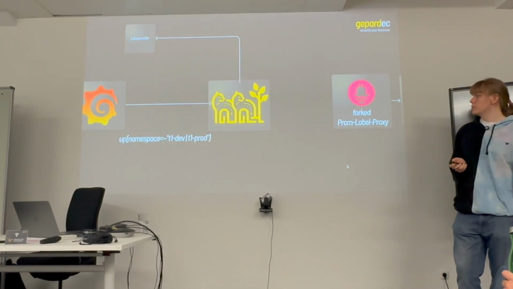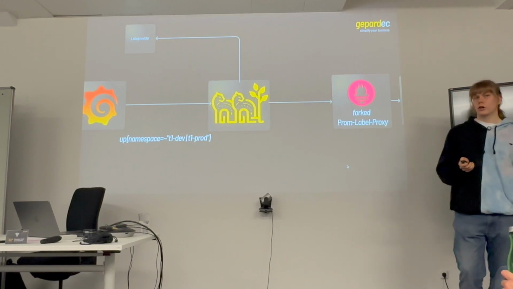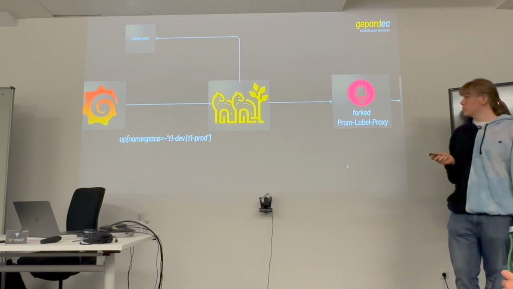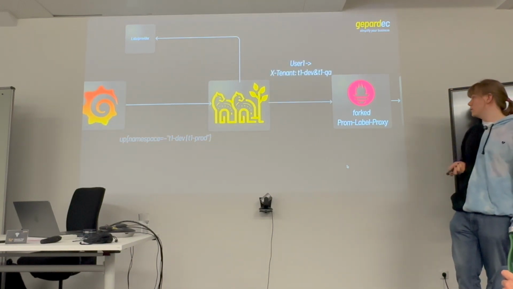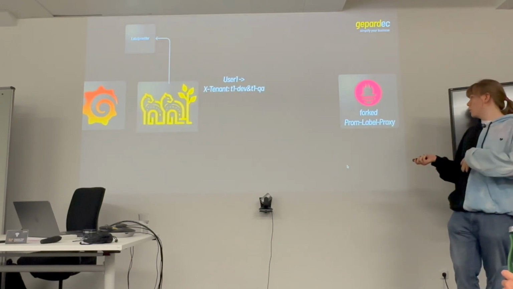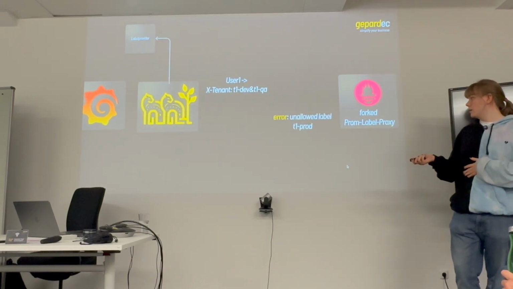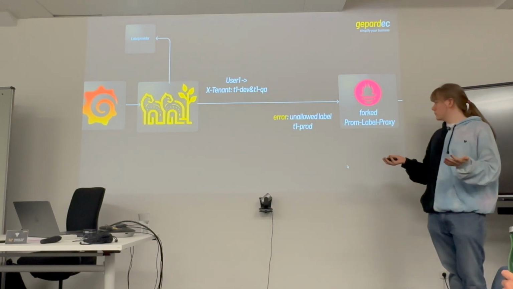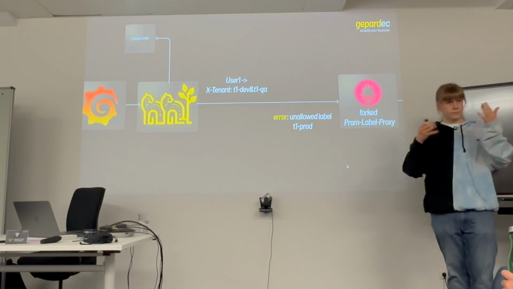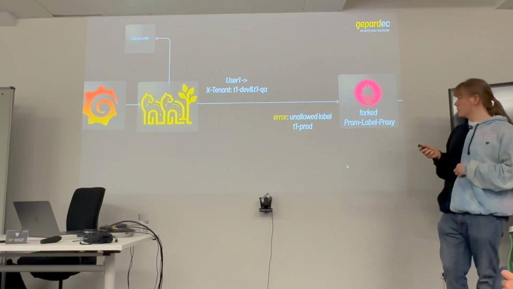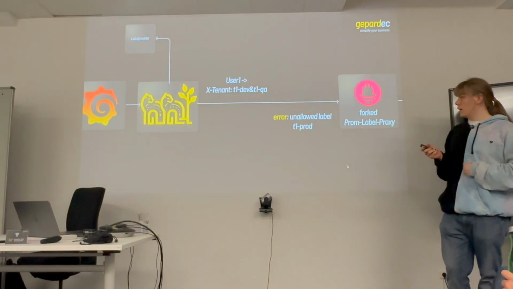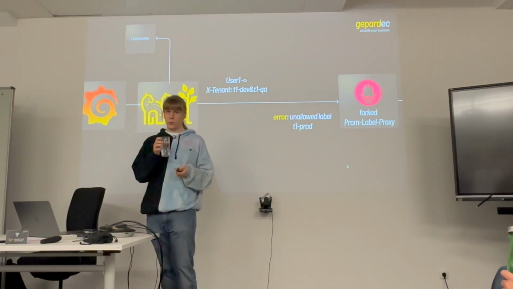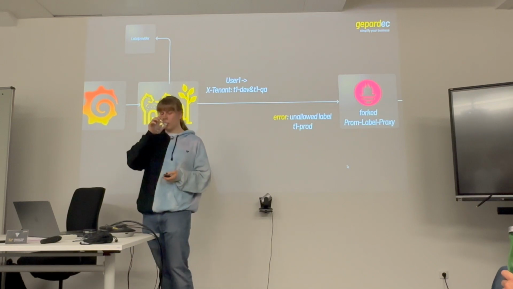But what happens if we try to query something that is not in our permission? Well, here we have prod, and we still are only allowed to see QA. Well, we forwarded it to prom label proxy, and the prom label proxy will give us an error with unallowed label: T1 prod is not in your allowed label list. And that is how the first iteration of Multena worked, and it was fine for metrics.